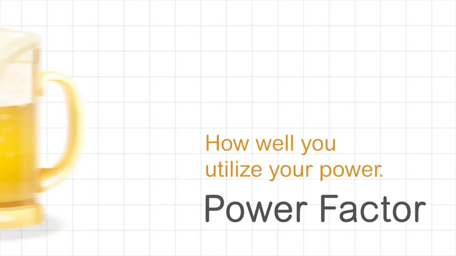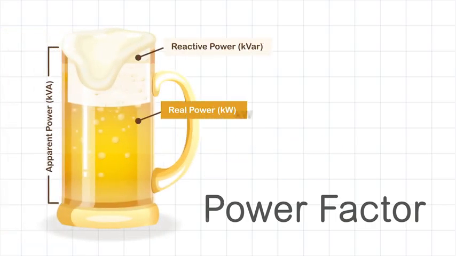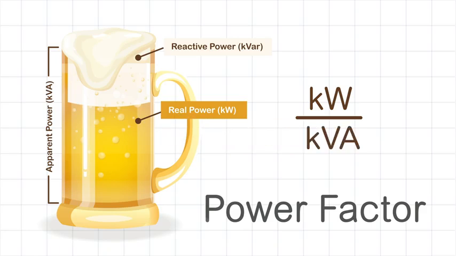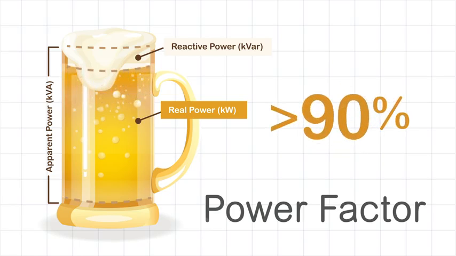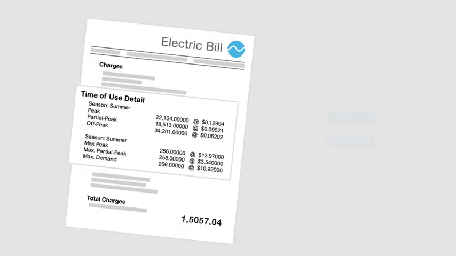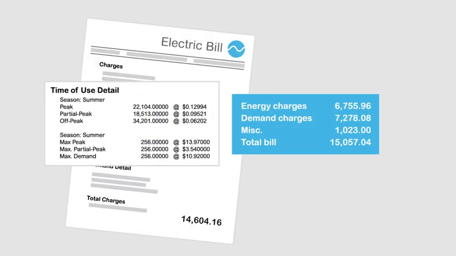Power factor determines how well you utilize your power. It's the simple ratio of your real power over your apparent power. The general engineering practice or rule of thumb is to keep the power factor in an electrical installation above 90%. Why correct power factor? It can reduce utility bills by reducing your demand charges, which relates to your rate structure.